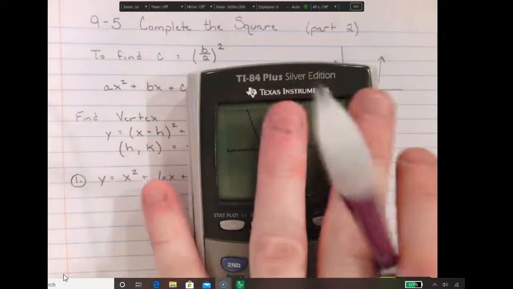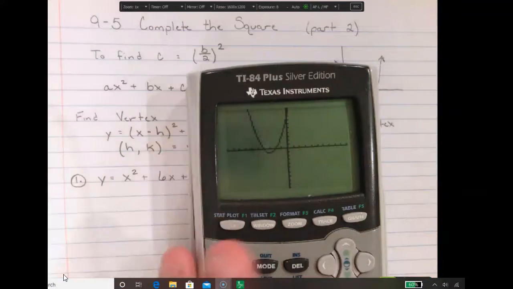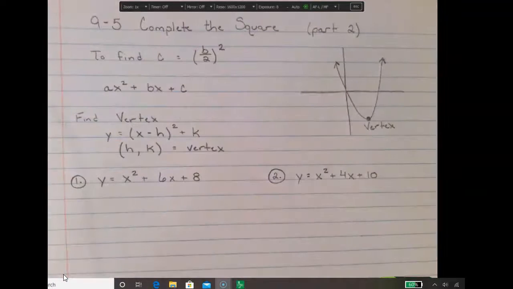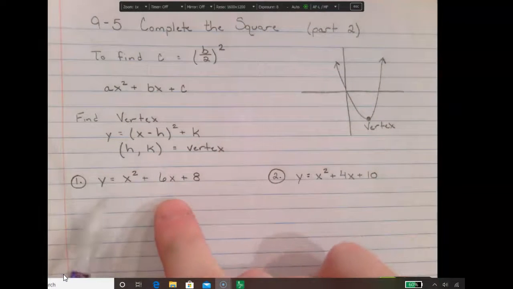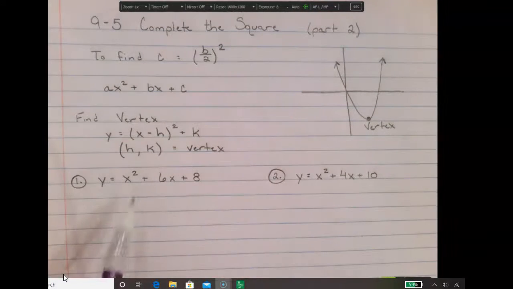Now, you could find the vertex from your calculator and be done with things, but it's not really going to help you when it comes time for algebra class next year, or should you be moving on into higher math. So we need to take this equation and find the vertex in it. So I'm going to do this: y equals x squared plus 6x plus 8.